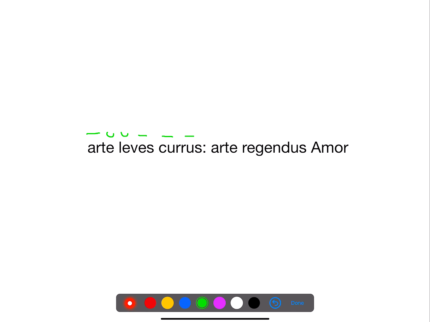Arte lavet chorus, arte regendus amor. Note, and I sort of covered it here, but often your modern text will have some sort of punctuation mark there where the caesura is, right? Because there's a little rest there.